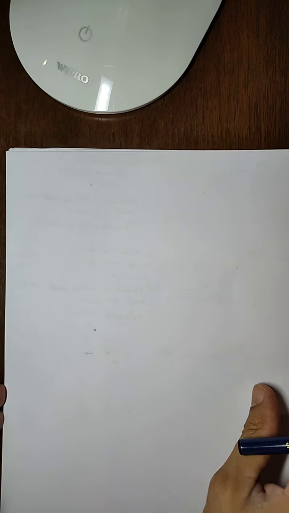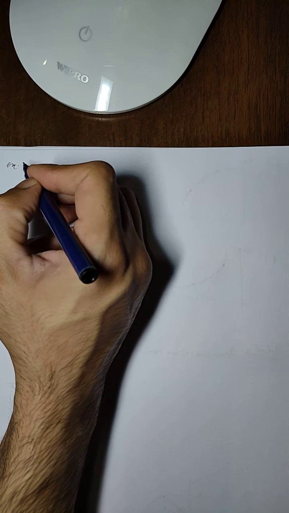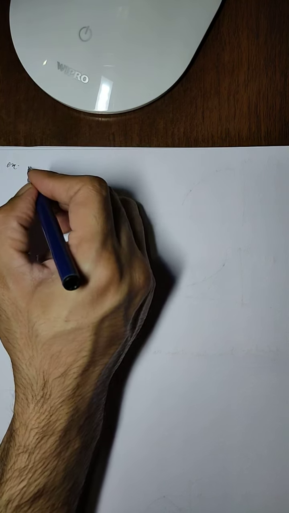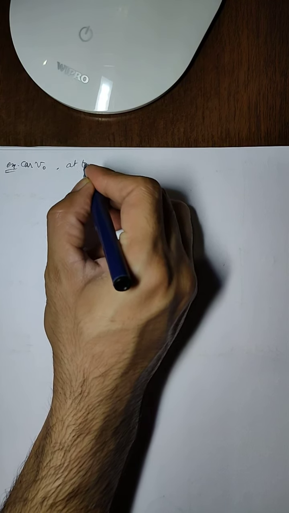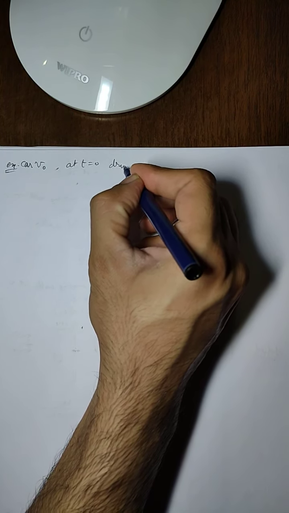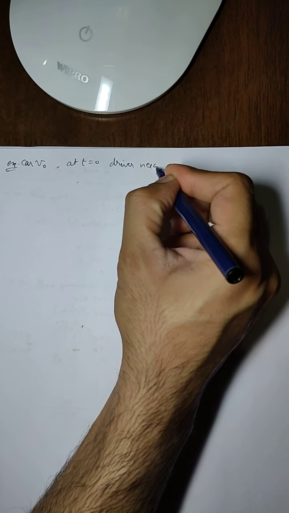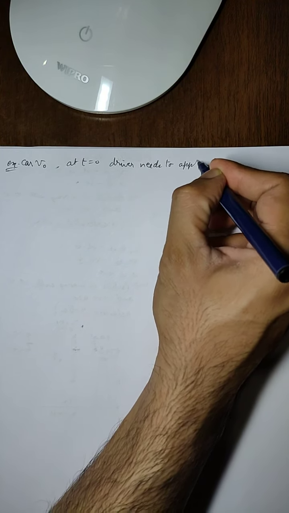Now let us do another solved example. Let us say that there is a car moving with a speed v0, and at time t equals 0, the driver needs to apply brakes. Now after a reaction time, remember we did one question on reaction time.